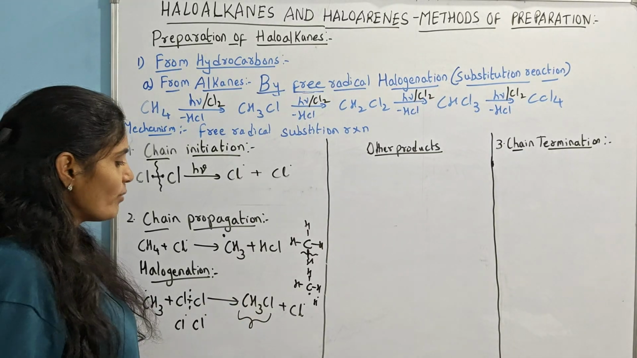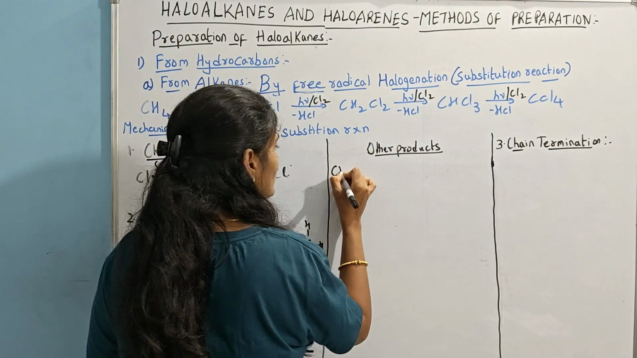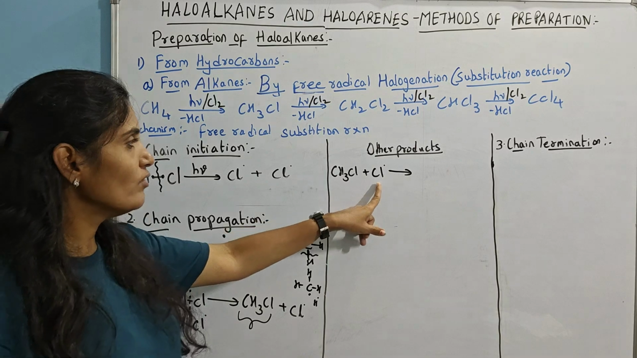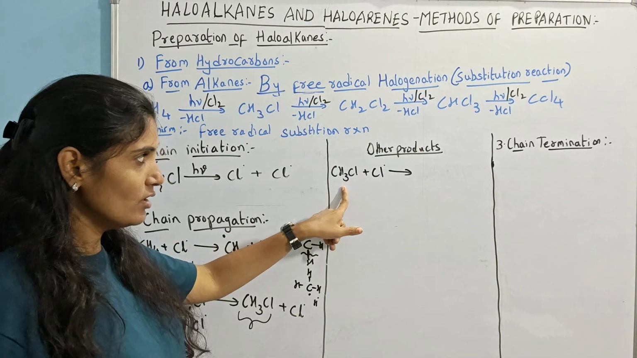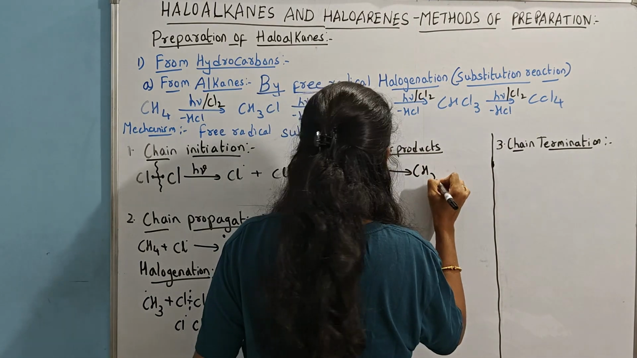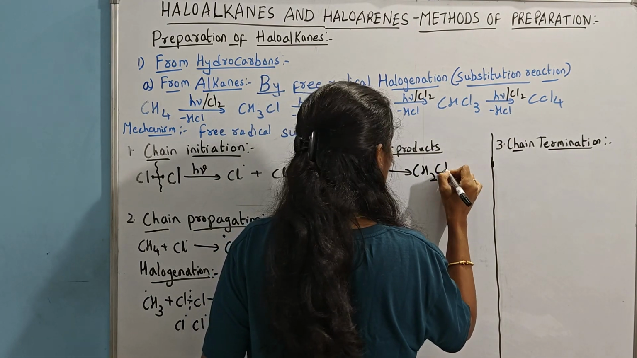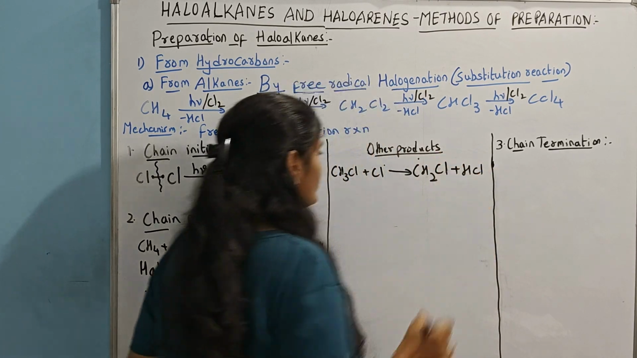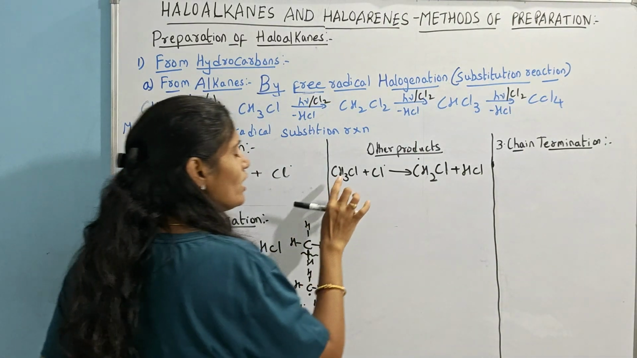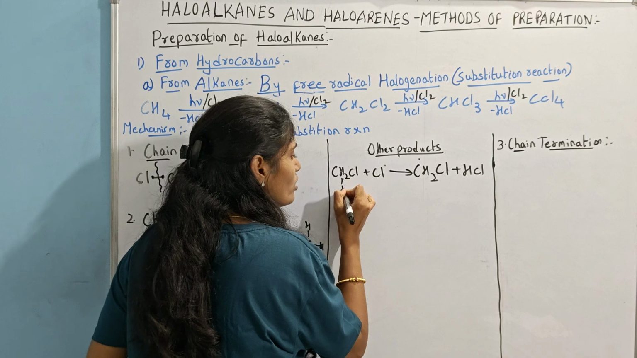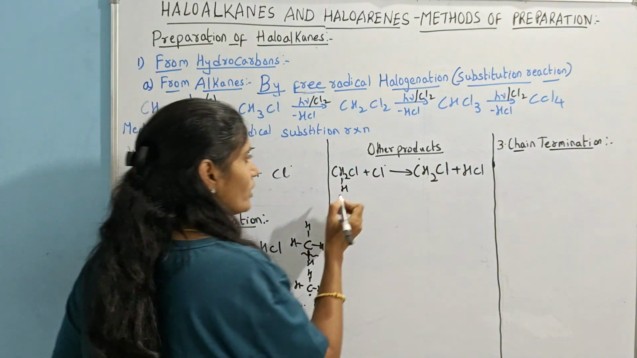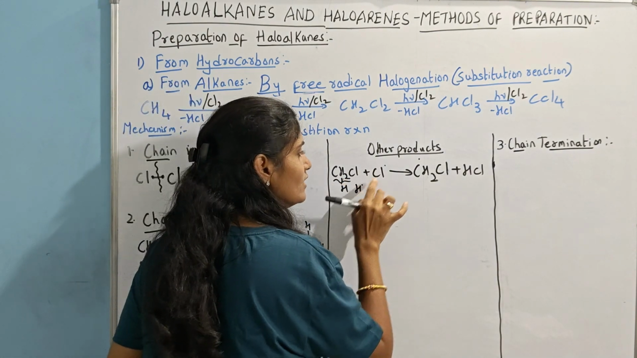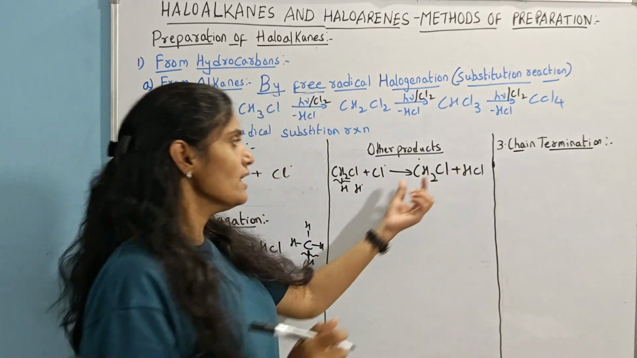Let us see. Now I got my chloromethane CH3Cl. I have my chlorine free radical. Now this chlorine free radical will go and do what? It will react with this and give what? CH2Cl free radical plus HCl. If you want, I will show you. CH3Cl, I am writing like this. So this bond will break, so I will get one hydrogen free radical here. It will react with chlorine free radical, giving HCl and CH2Cl dot.